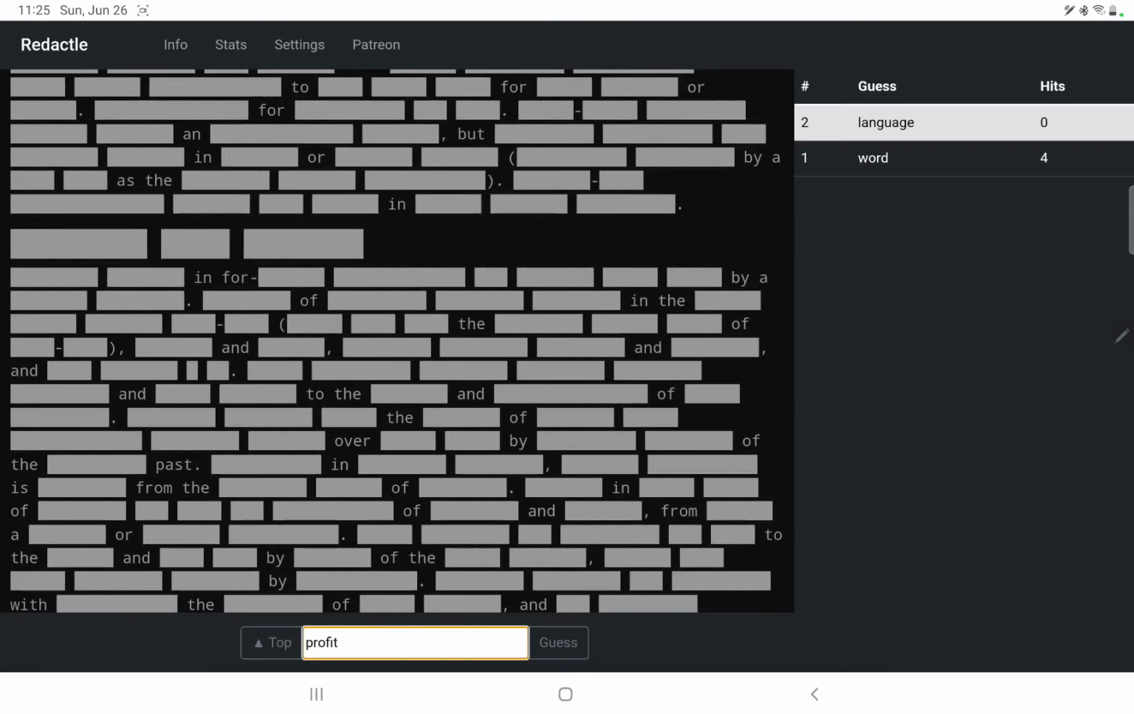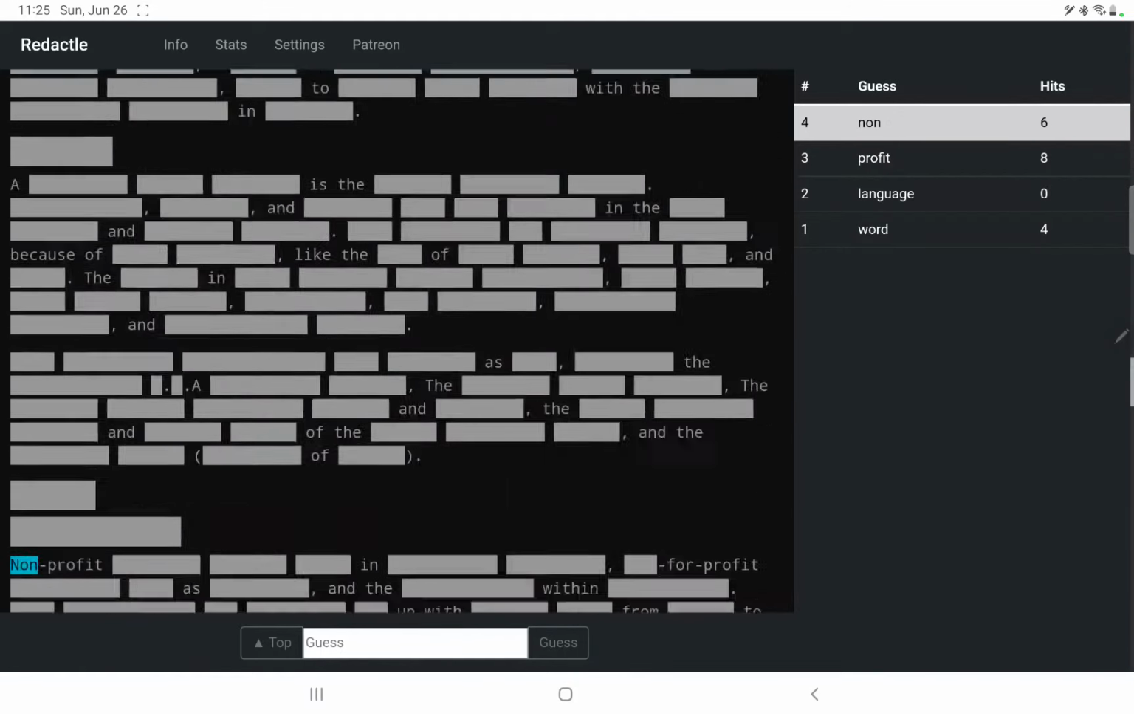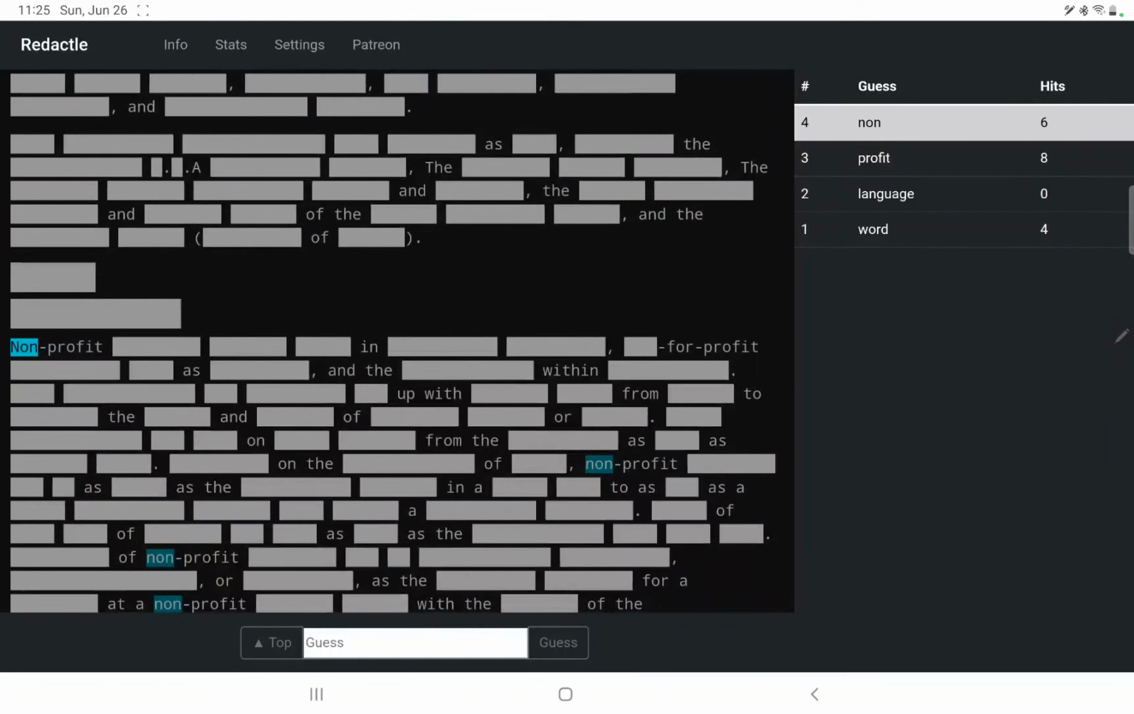term that comes to mind is for profit. Aha! For profit. Then I would guess the other is non-profit and something, and non, I don't know what that last one is, but let's keep looking at our nones. Non-profit.